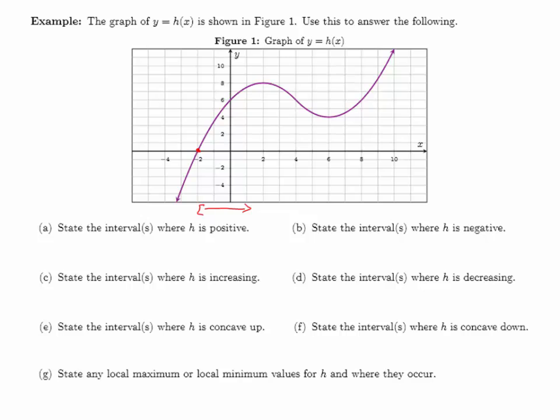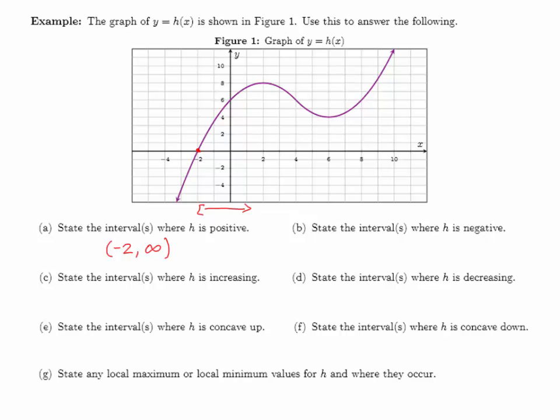And as we look at that, we can see that the graph of y equals h of x is above the x-axis. So that's our key way of identifying that the function is positive there. So as we state that, we'll just use an interval, and so it'll be from -2 to infinity. Note that we're not going to include -2 because the function value is 0 there.